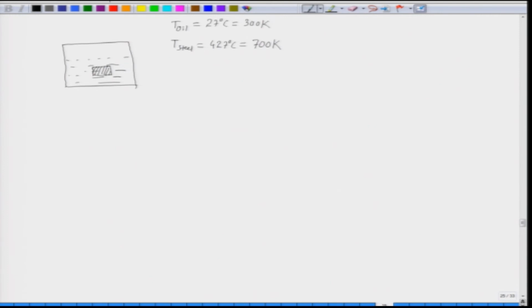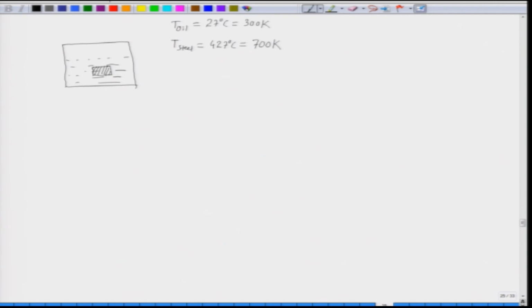So, as soon as we drop the steel piece in the oil, there will be heat transfer from steel piece to the oil. So, the temperature of steel will come down, temperature of oil will increase, and the heat transfer will continue until the equilibrium state is reached. And what is the equilibrium state? The equilibrium state is when there is a uniform temperature of oil and steel. Okay. So, what is that temperature T? So, we first need to evaluate the temperature T.